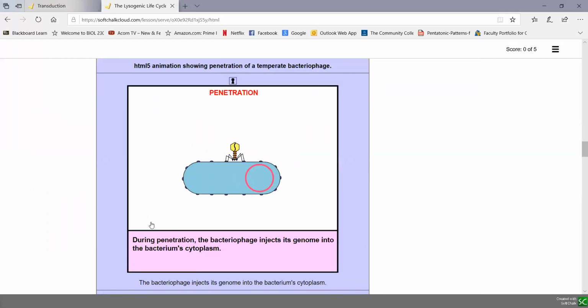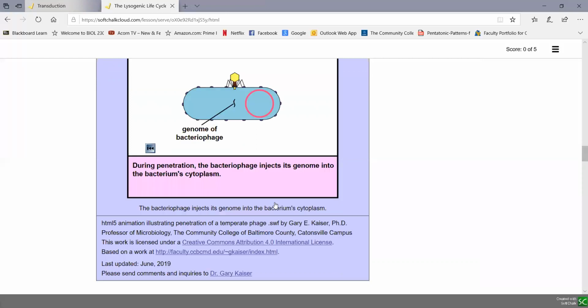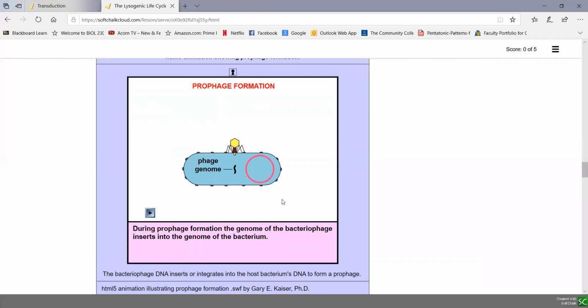The virus injects its genome into the cytoplasm of the bacterium. Now in the lytic cycle, or sometimes during the lysogenic cycle, the viral genome shuts down the bacterium, degrades its chromosome, and just replicates like it does in the lytic cycle. But what often happens instead with the lysogenic life cycle is that the viral genome is going to physically insert into the chromosome of the bacterium. And we call that prophage formation. So whenever a bacteriophage genome inserts into the bacterium's chromosome, we say the virus is now a prophage. It's a part of the chromosome. And here we see the viral genome inserting into the chromosome of the bacterium.